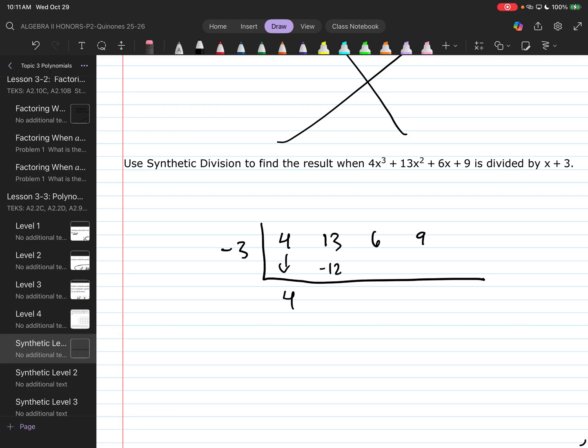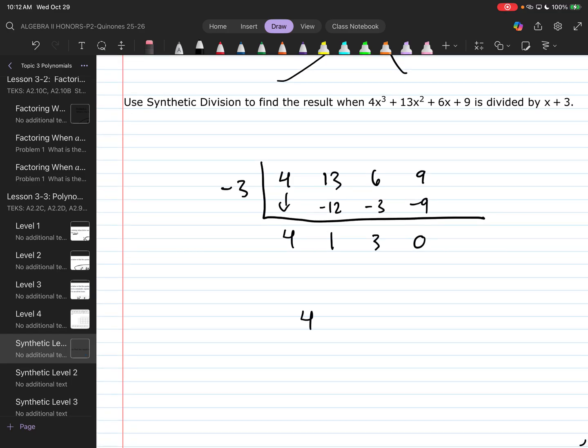Negative 12, 1, negative 3, 3, negative 9, 0. I end up with 4x squared plus x plus 3. Yes? We feel okay, everybody? Ask questions. If you're not understanding what's going on, ask questions. And remember, you're always welcome to ask questions either here, you can email me, or you can come to tutoring for a quick question. Aisha, what's up?